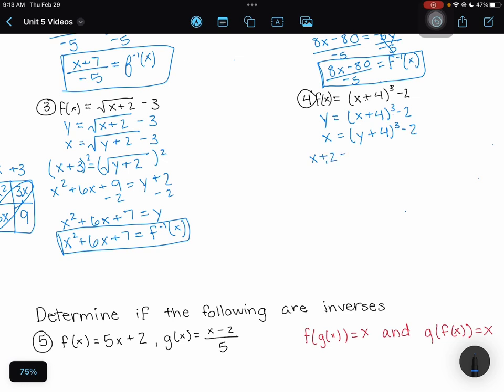X plus 2 equals y plus 4 to the third. To get rid of a cube, remember we take the cube root of both sides. So cube root of x plus 2 is equal to y plus 4. And then to get the y by itself, we subtract 4 from both sides.